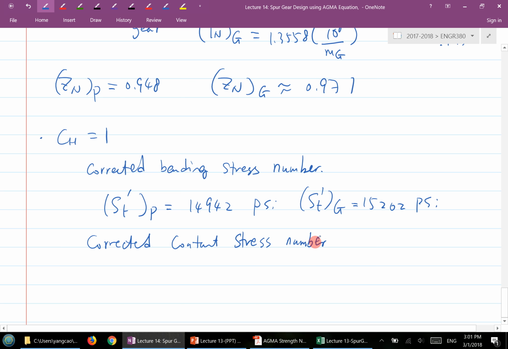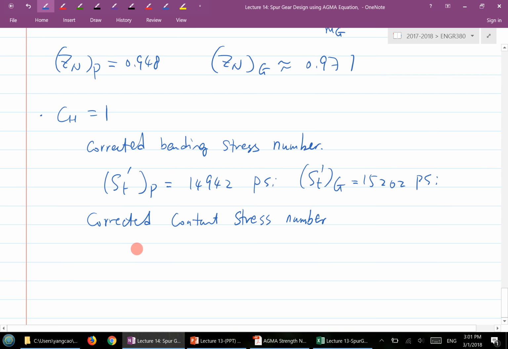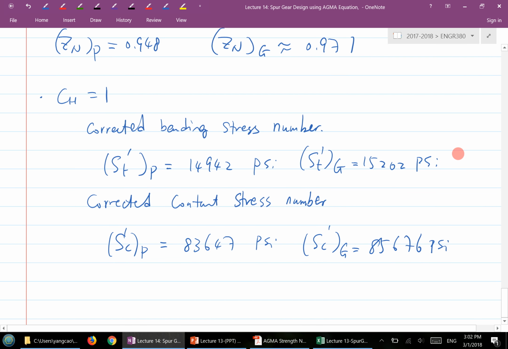So we call that stress number, but it basically is a strength value. So SC prime for the pinion, 83,647, and SC for the gear, which is 85,676. Okay. So you've got your bending stress number, you've got your contact stress number.